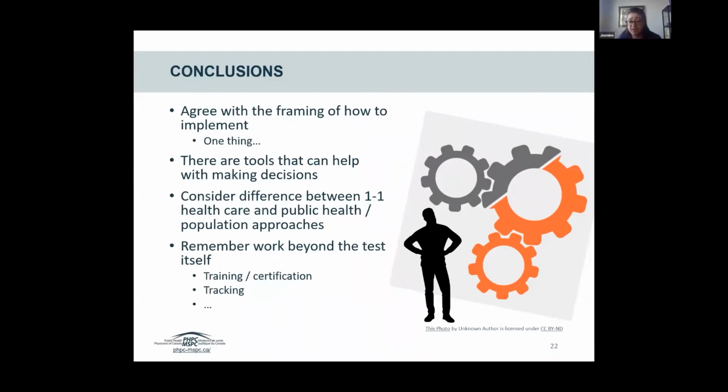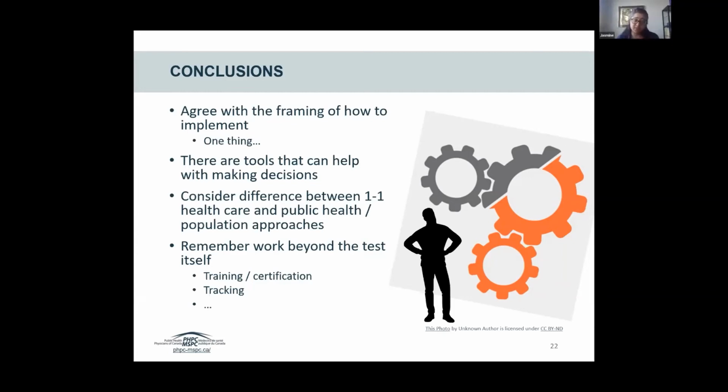I do want us to be mindful of the differences between one-on-one healthcare and public health and population health approaches. What happens in clinics and hospitals is really different from a population health approach looking at a large group of members of the public or population, and both are valid and relevant, but they're very different. And I'm hoping we can keep in mind the work beyond the test itself around training and certification, the tracking, and other pieces.